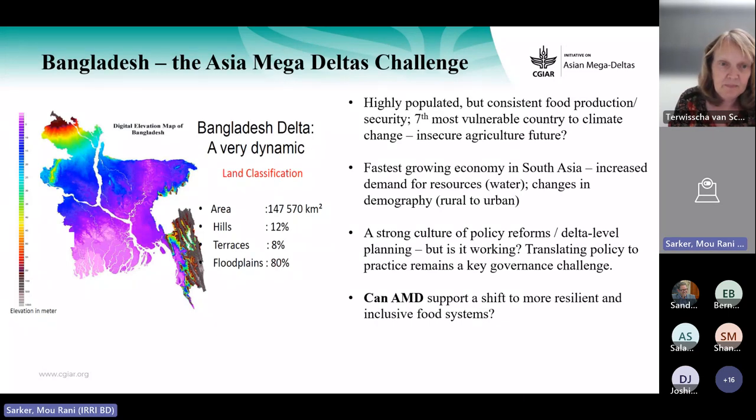As you know, Bangladesh is a climate vulnerable country, and 80% of Bangladesh topography are floodplains. It's highly vulnerable to climate change, and we are also facing large and growing populations, dynamic changes in demography and developments. So Bangladesh is experiencing everything that Asian mega delta wants to address. It is the kind of perfect or imperfect delta challenge location. And there is a real need to shift to more inclusive, resilient food production systems. A lot of actors are engaged in exploring solutions. How can AMD leverage on these interventions? We'll be looking at these issues.